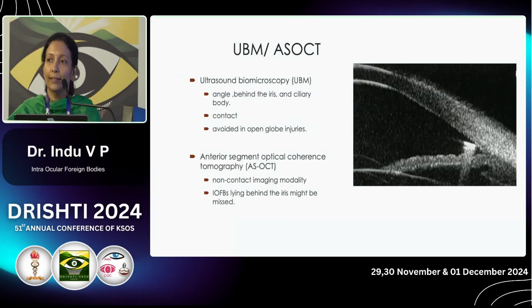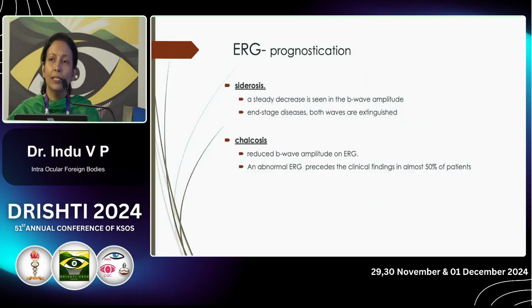A UBM or an anterior segment OCT can be done if you're suspecting an angle foreign body. The advantage of UBM is that you can screen behind the iris and the ciliary body also, whereas in anterior segment OCT, the foreign bodies behind the iris may be missed. ERG can be used for prognostication of metallosis like siderosis and chalcosis.